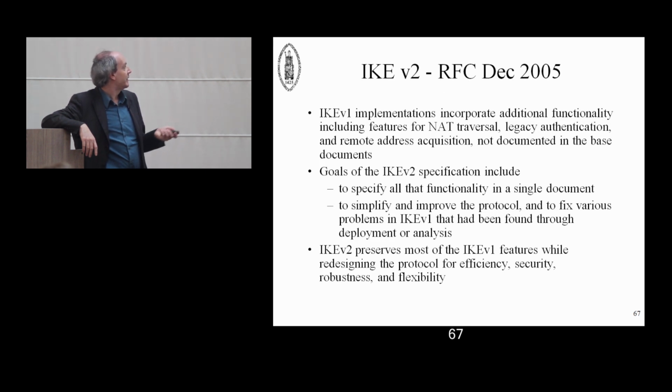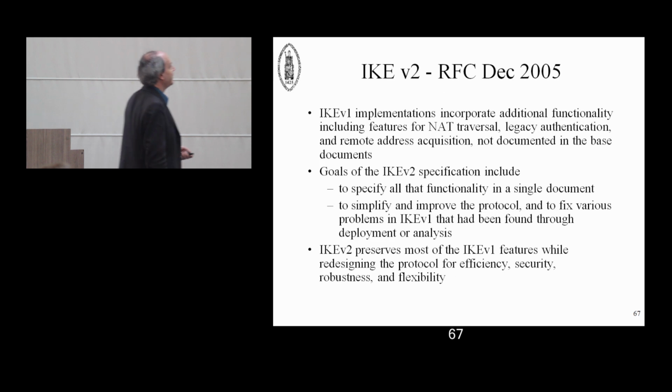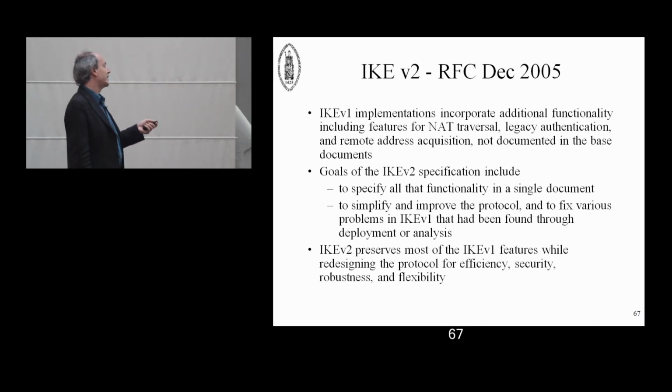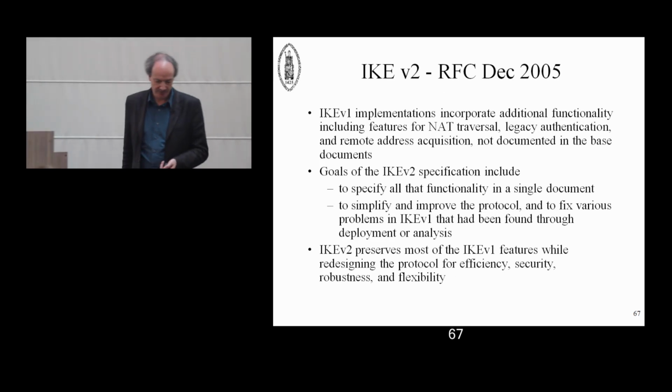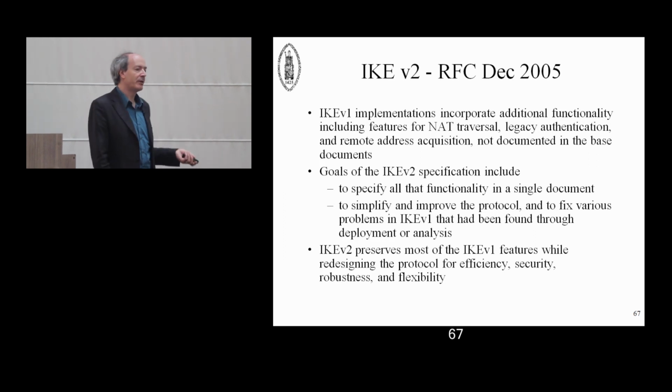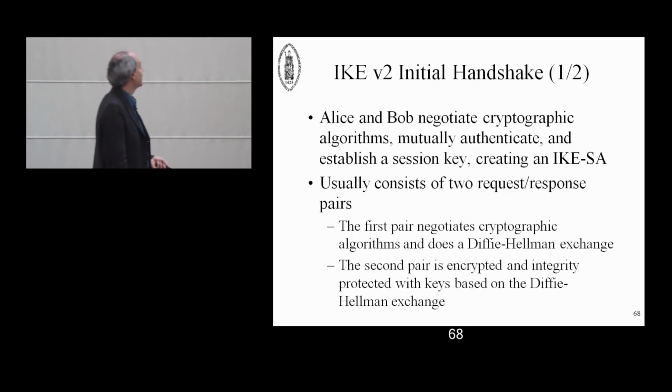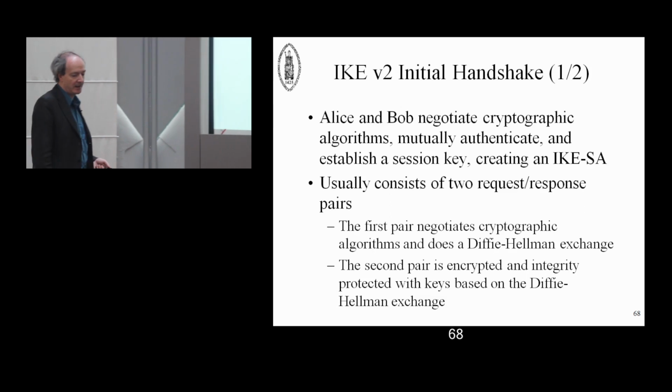So they had many extensions defined as well over the years. So NAT traversal, legacy authentication, remote address acquisition, and so on, which are not in the basic document. So if you had to understand IKE version 1, you had to look at many documents. And so they wanted to simplify things, optimize stuff, and put everything in one document. Okay? So the marketing is that it's as good as the previous one, but simpler. And I guess it got a little bit simpler.